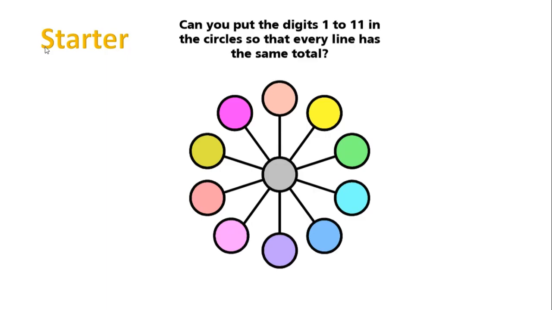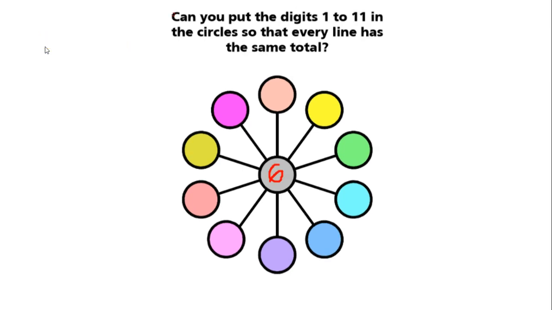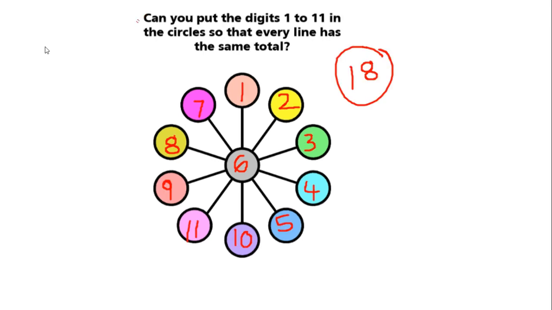Okay, I'm now going to reveal a clue for anyone who's finding it a little bit tricky. So the clue is that the number 6 goes in the centre circle. If you haven't already, pause the video, finish the problem. You can do it. Okay, here is the answer. The total for each line should be 18.